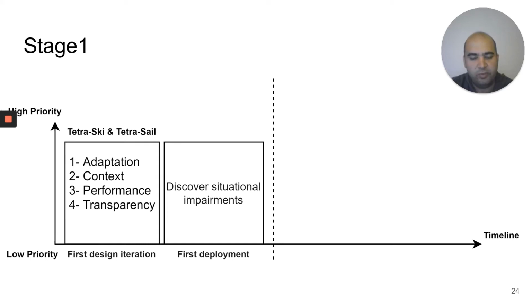After our first deployment, we found many situational impairments that we were not aware of. For example, Tetra-Ski's joystick user was unable to control the joystick due to the pulling effect of gravity and the speed of turning of the device. This made us go back to the design phase again.